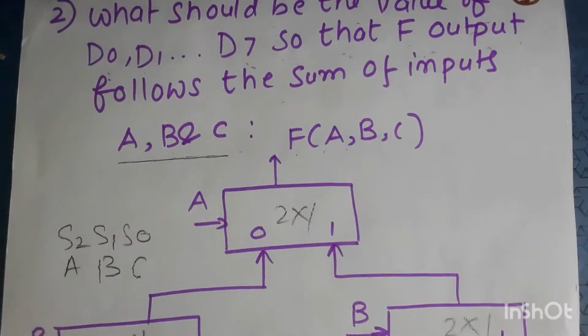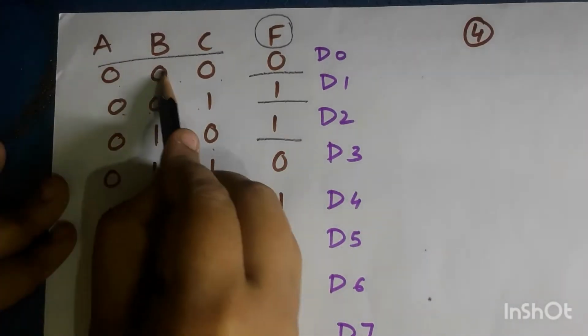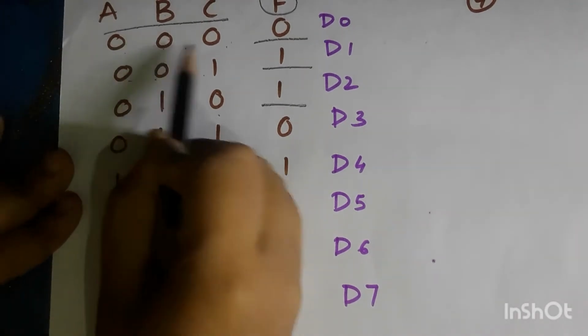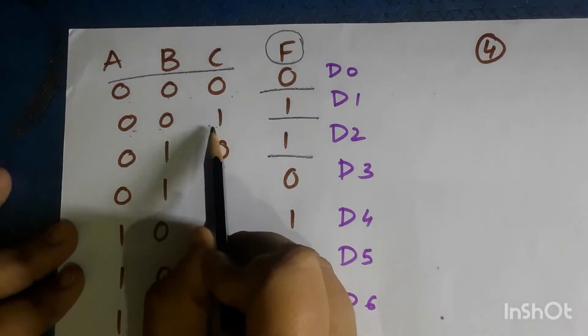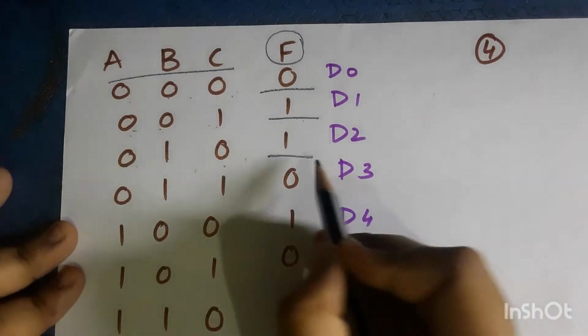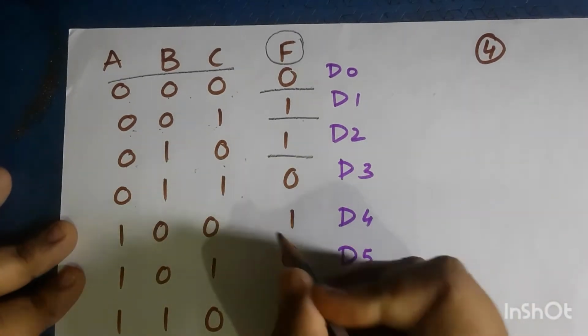So ABC can take 8 values, 0, 0, 0 to 1, 1, 1. For 0, 0, 0, function output is 0. For 0, 0, 1, A plus B plus C is 1. For 0, 1, 0, A plus B plus C is 1. For 0, 1, 1, it is actually 1, 0, where 1 is the carry.